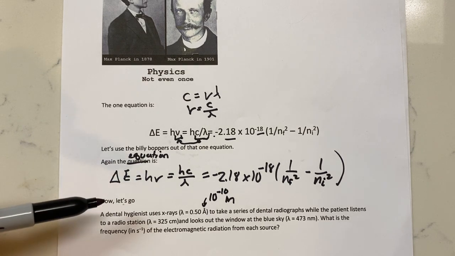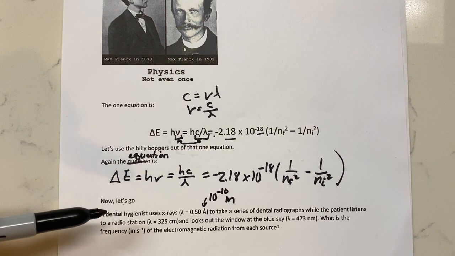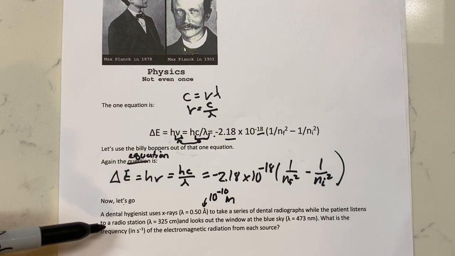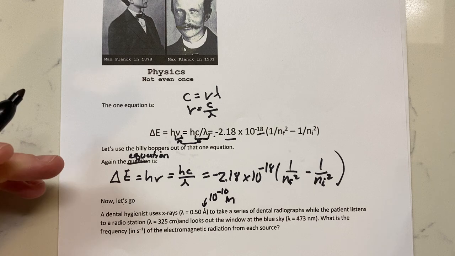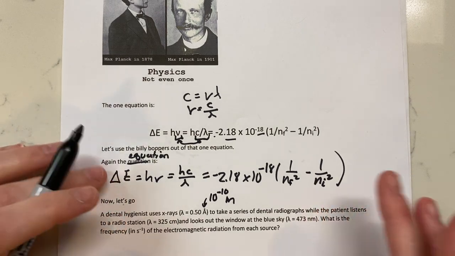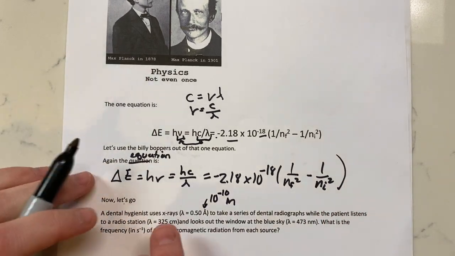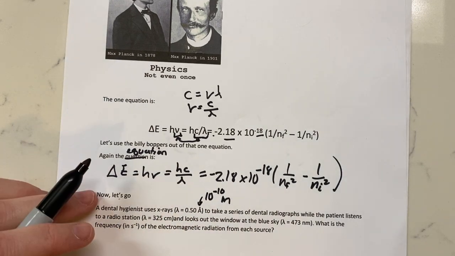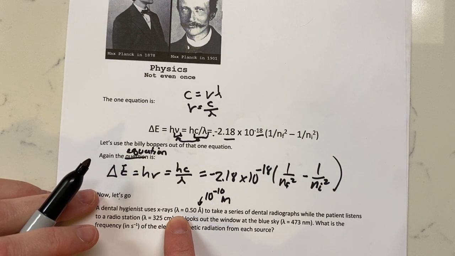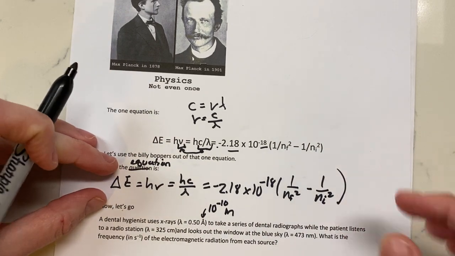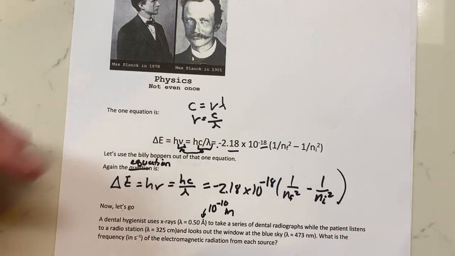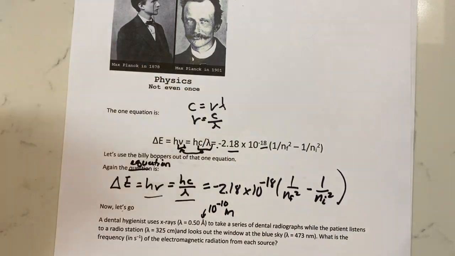Okay, so it says the hygienist takes a series of dental radiographs while the patient listens to a radio station, and it tells you how many meters that is, and looks out a window at a blue sky, and it tells you nanometers, and it asks for the frequency. Well, there's two ways we can do it, but I'm going to use the master equation to show you how this works. It's essentially three different problems. It gives us a wavelength, and it asks for the frequency. So you go up to our master equation, and you say, hey, what has wavelength and what has frequency? And let's underline them, this one and that one.